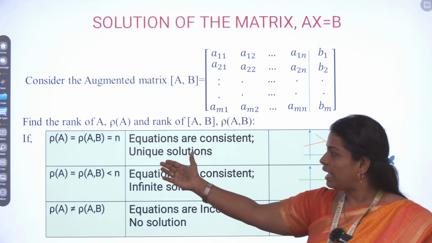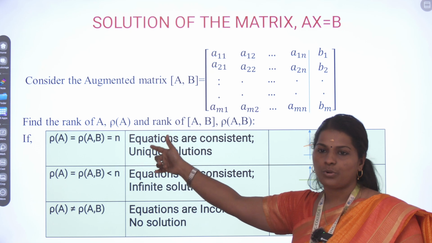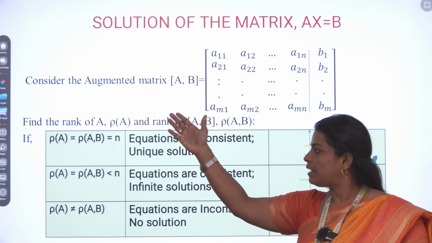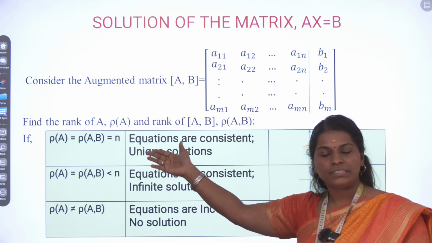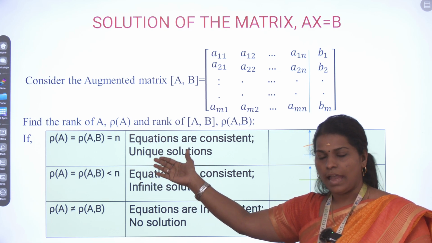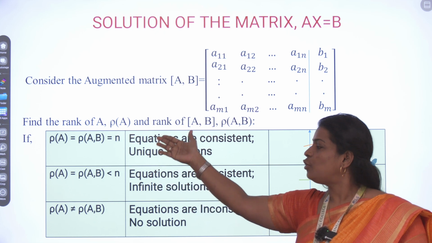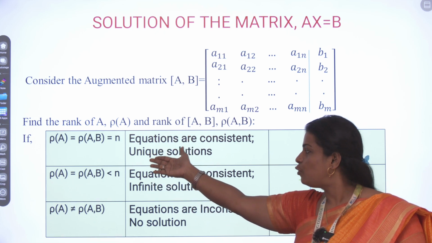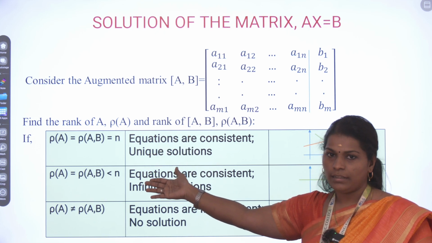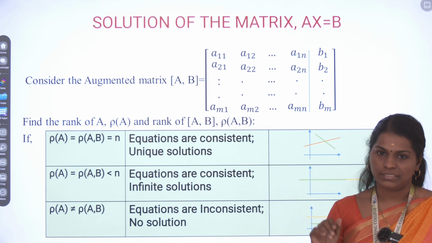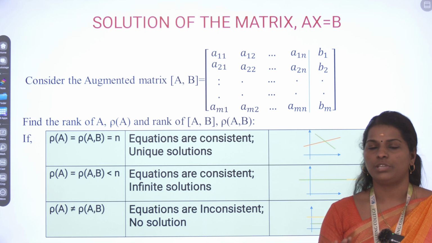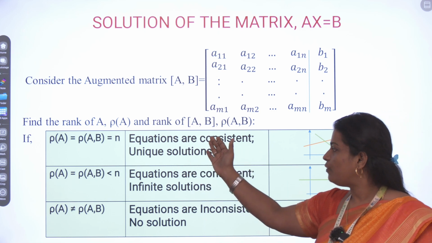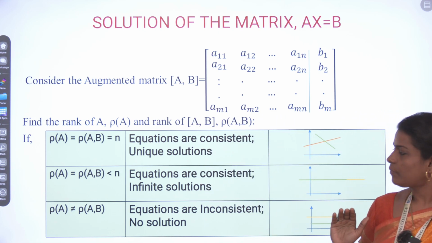So if rank of A is equal to rank of AB, that is, if the rank of the matrix A and the rank of the augmented matrix AB are the same, and with that the rank is equal to n, then we say that the equations are consistent. The given equations are in a proper way to give a solution. In that case, we have a unique solution.